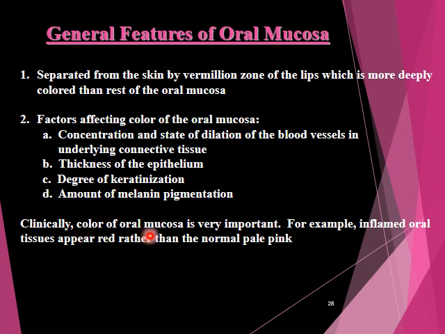Clinically, the color of oral mucosa is very important. For example, inflamed oral tissue appears red rather than the normal pale pink color. So when the gingiva becomes red and edematous, this means there is gingivitis, while when the color is pale pink, this means it is normal.